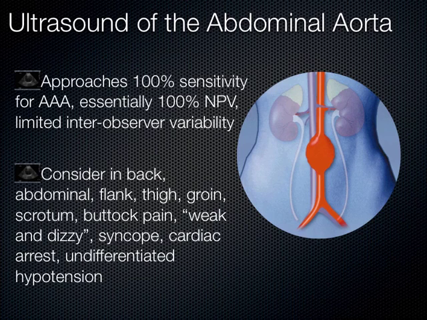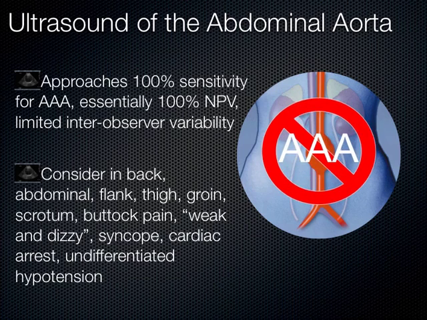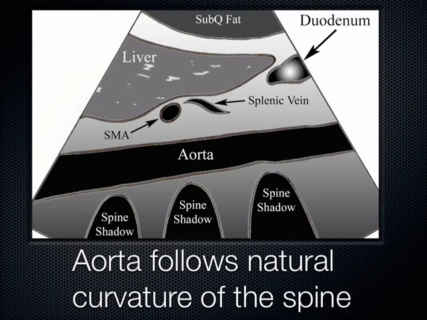So anybody could have back pain, flank pain, abdominal pain, thigh pain, groin pain, scrotal pain, buttock pain, or just be weak and dizzy. Syncope means passing out. They could be syncopal. They could be having a cardiac event. They could be standing right in front of you while you're running a code, doing CPR. Why is this guy hypotensive? So I really think about it in the case of undifferentiated hypotension. So we're going to show you now how to figure out how to rule out a AAA.